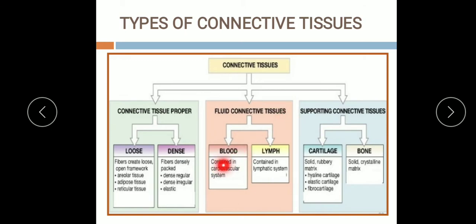Fluid connective tissue is of two types: blood and lymph. About this detail you have studied in the 8th class also. Supportive connective tissues are cartilage and bones. So supporting connective tissues are cartilage and bones.